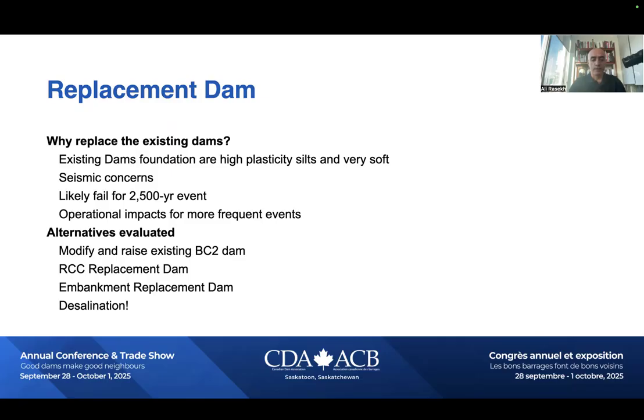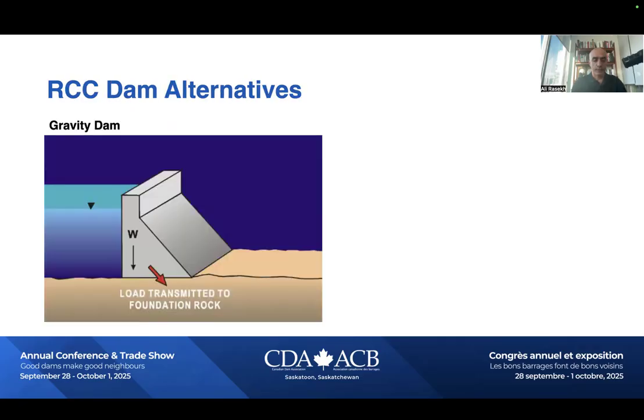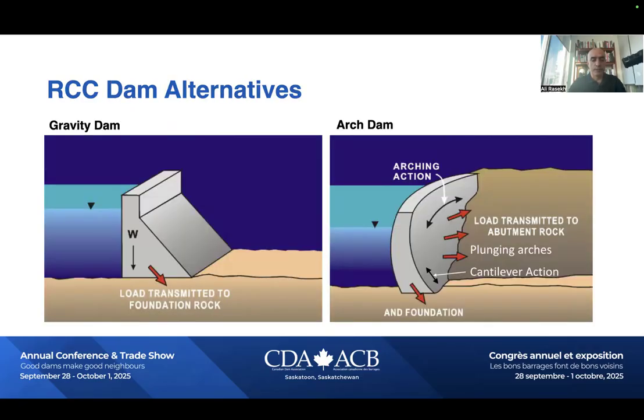Alternatives were evaluated. One was modifying and raising the existing BC2 dam, an RCC replacement dam, which so far has been the top contender, and a new embankment dam and desalination. Some of these alternatives are still being considered by the owner, despite our progress to 30% design. And here is a picture comparing a gravity dam versus an arch dam. That was one of the intentions of our study, to decide between the two.